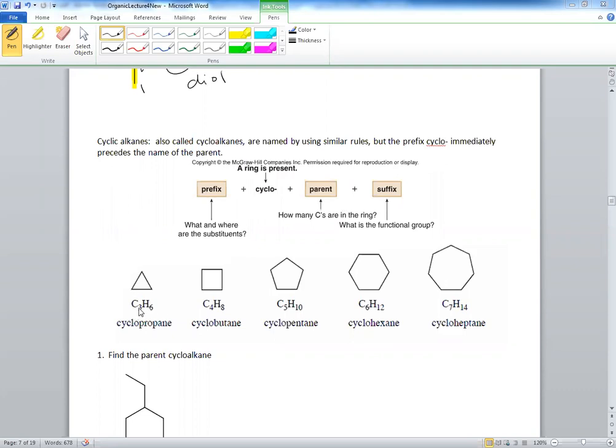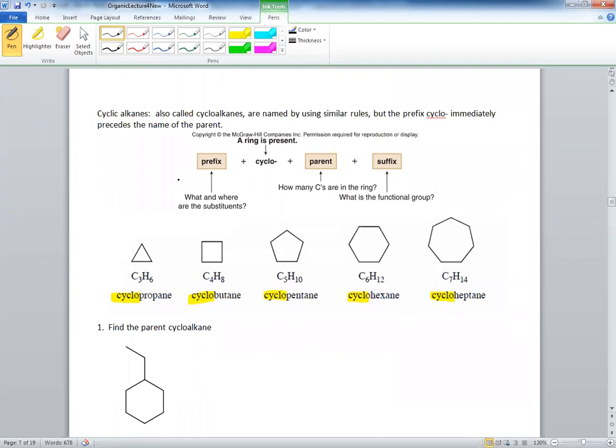So when we had 3 before, it was propane. Now we call it cyclopropane. With 4, it was butane. Now we call it cyclobutane. Cyclopentane, cyclohexane, cycloheptane, etc. The names are very similar. Of course, when I say similar, there are tiny differences, like the cyclo.